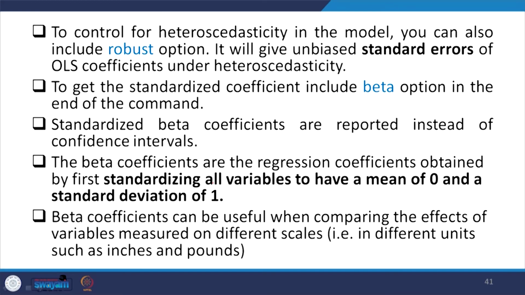Okay. So, robust options actually gives us the unbiased standard errors of OLS coefficients, and that is discussed under heteroscedasticity. To get the standardized coefficient, include the beta option at the end of the command, and standardized beta coefficients are reported instead of the confidence interval. The beta coefficients are the regression coefficients obtained by first standardizing all variables to have a mean of 0 and a standard deviation of 1. Okay, that we have already discussed earlier.